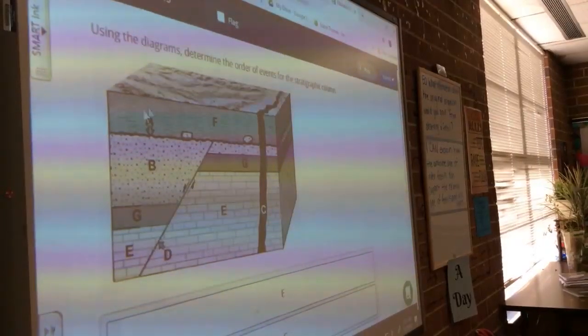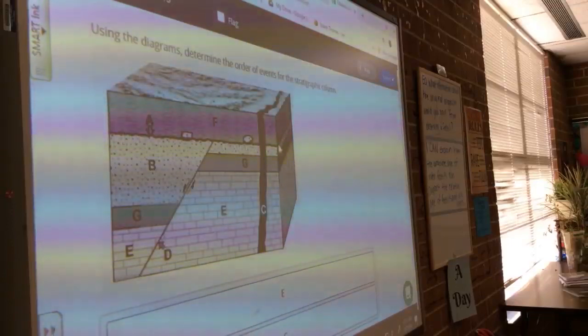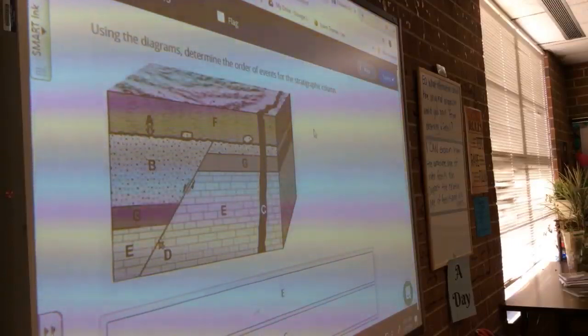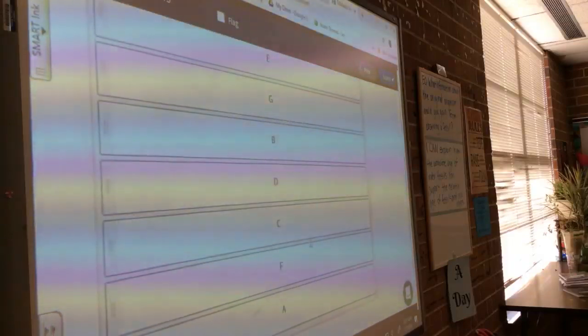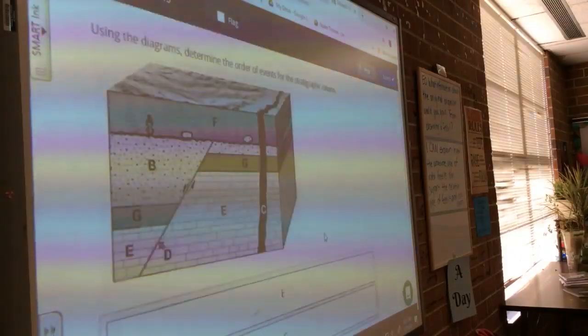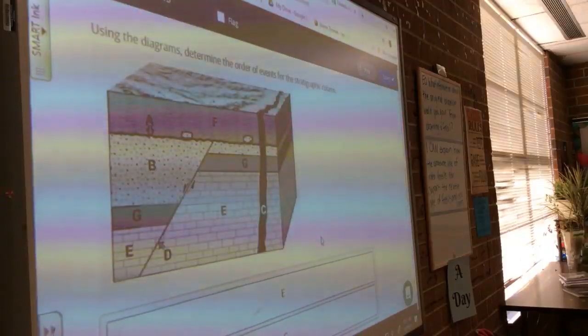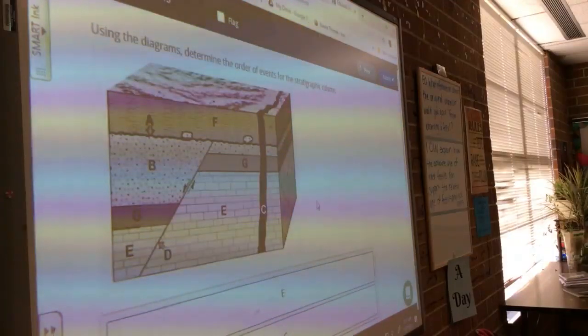What's next? A. It's an itty bitty layer that's squiggly. That just means that it's usually a weathered rock layer, a very tiny weathered rock layer. Okay. All right, what's next? F. We already did G. Next one is F.